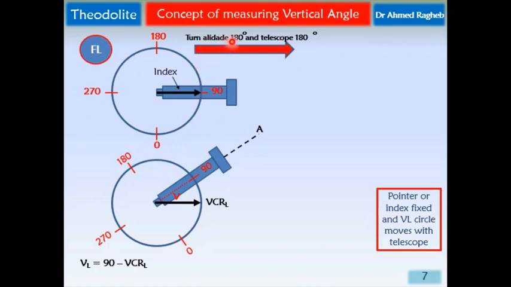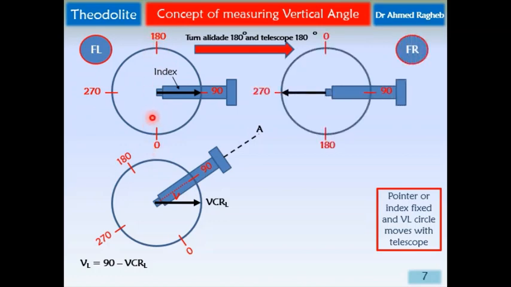When you rotate the alidade 180 degrees, 180 and 0 will be in the same position, but 90 and 270 and the index will shift their positions. Then when you rotate the telescope 180 degrees, the whole vertical circle will rotate as well. So 90 and 270 will return to their initial position, while 0 and 180 will change position. So you will end up with this figure as illustrated. 90 and 270 remained the same, 0 and 180 changed position, and the index also changed its position.